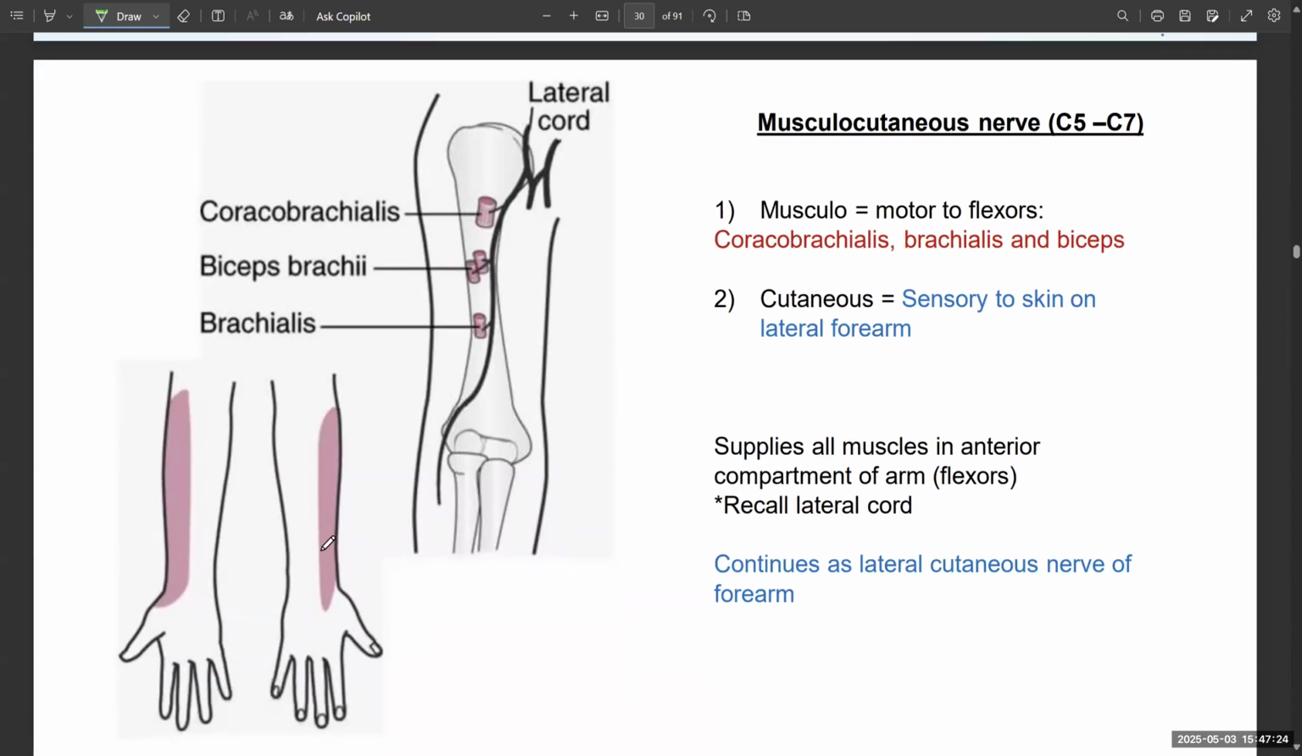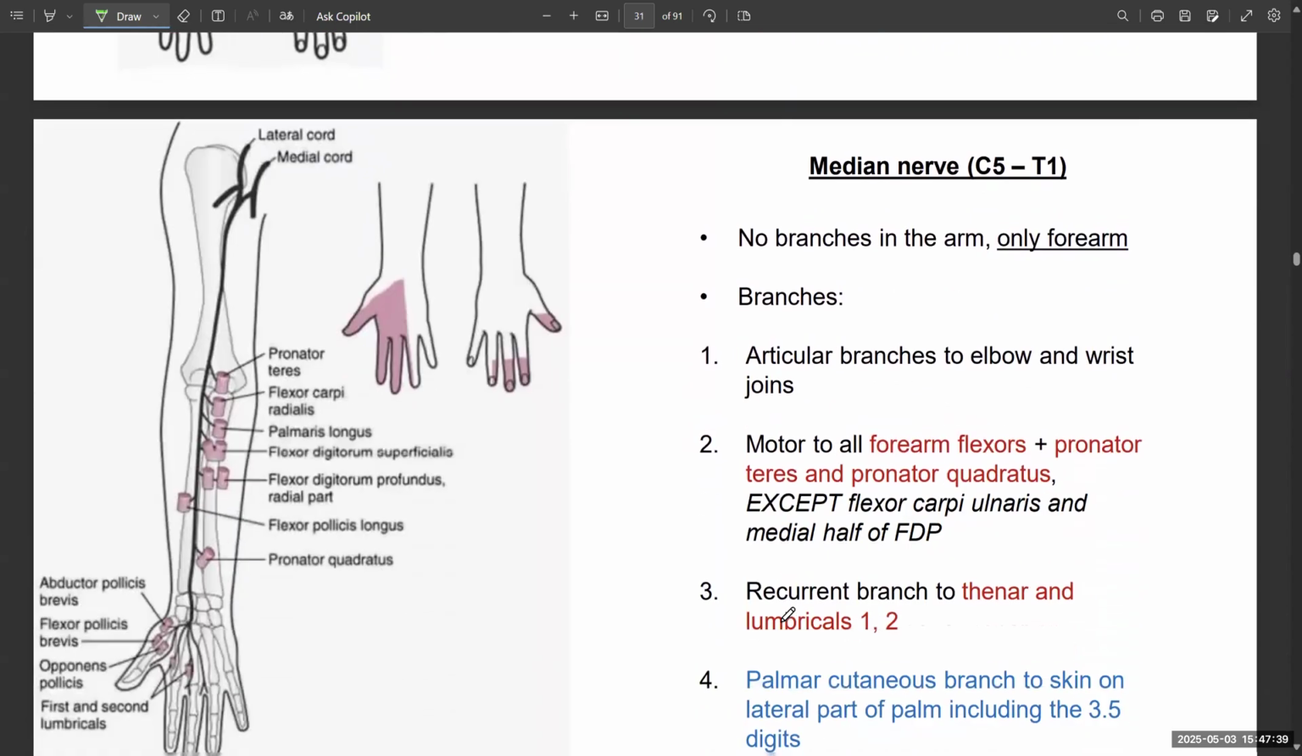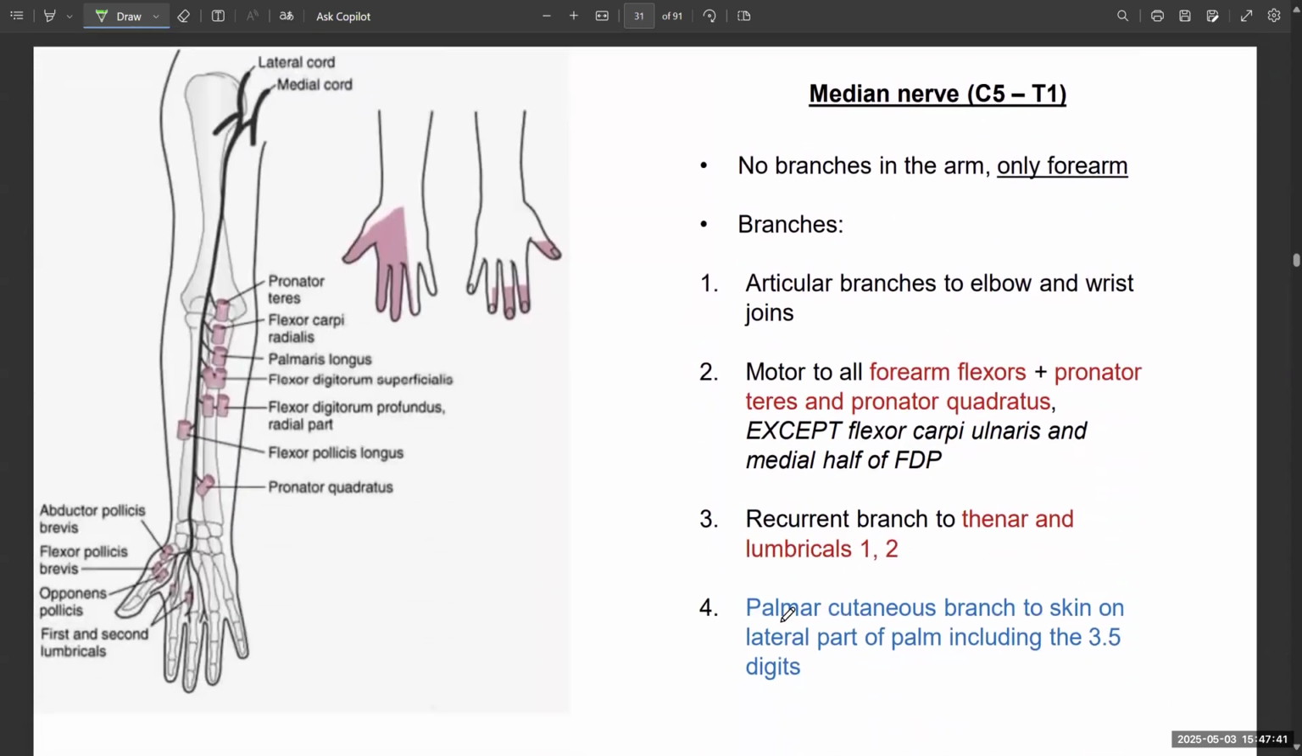So if you have the forearm, you have laterally, this is the sensory supply of the musculocutaneous, because the musculocutaneous continues as the lateral cutaneous nerve of the forearm. I mean, it's all in the name. You just have to memorize this. Moving on to the median nerve. Okay, this is a little bit too much on the slides, but we shall go through it.